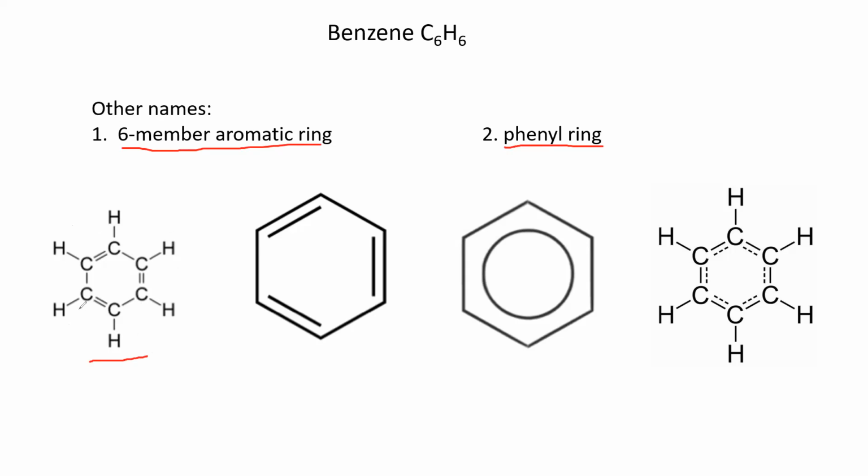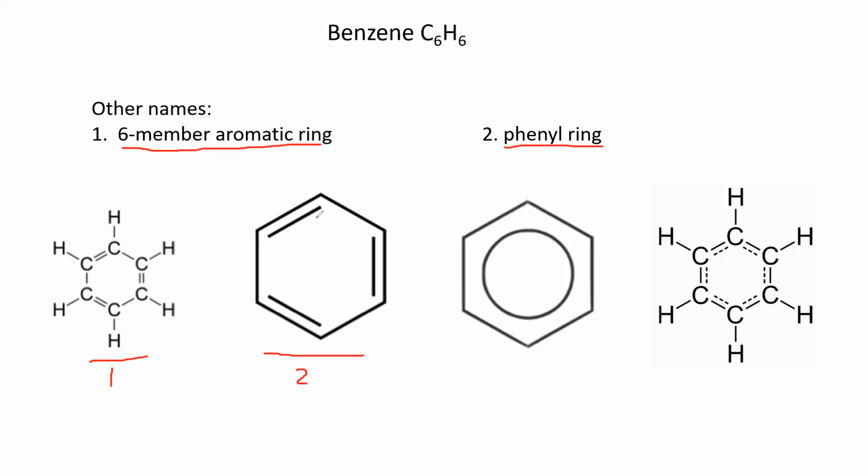This is one way a benzene ring, aka phenyl ring, aka six-membered aromatic ring, can be drawn. We can also draw it like this. This is called the skeletal structure, where now we've removed the carbon and hydrogens and just show the carbon-carbon bonds. So number one, number two.